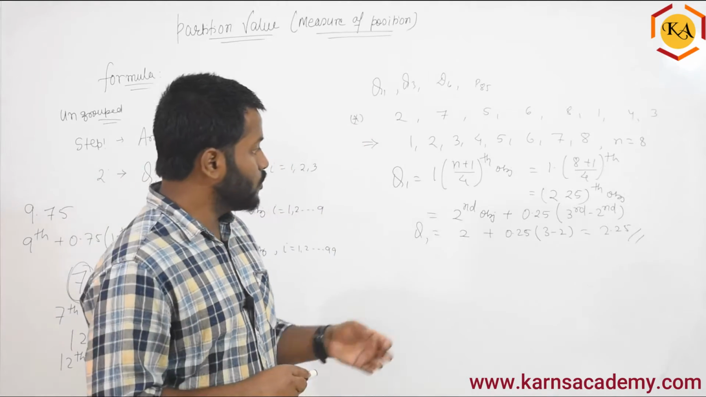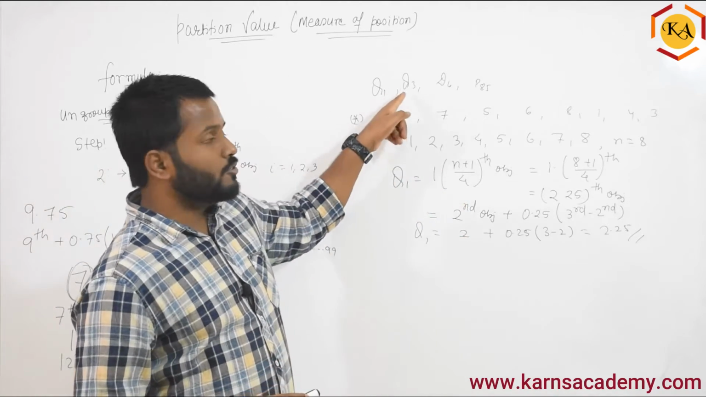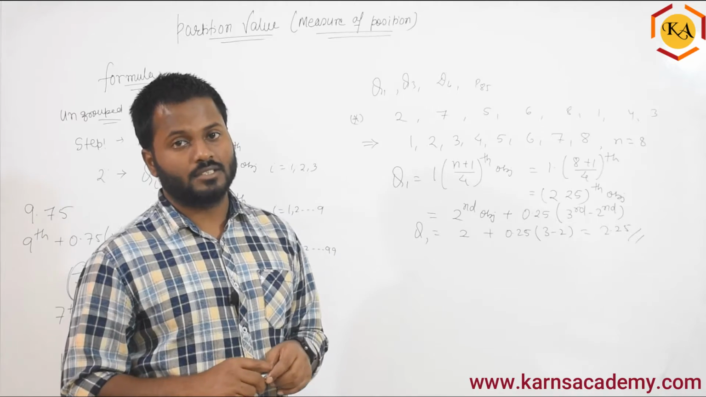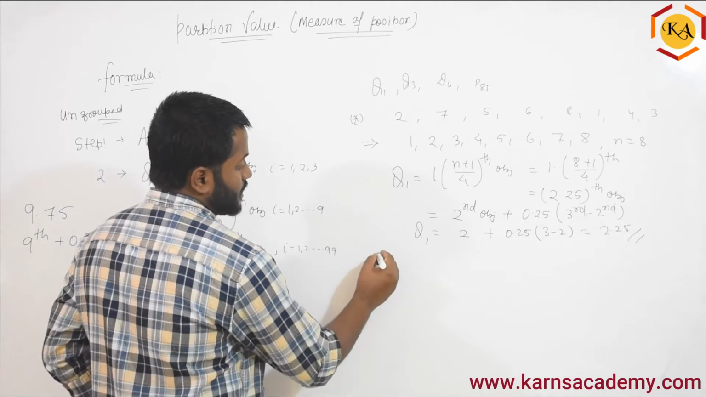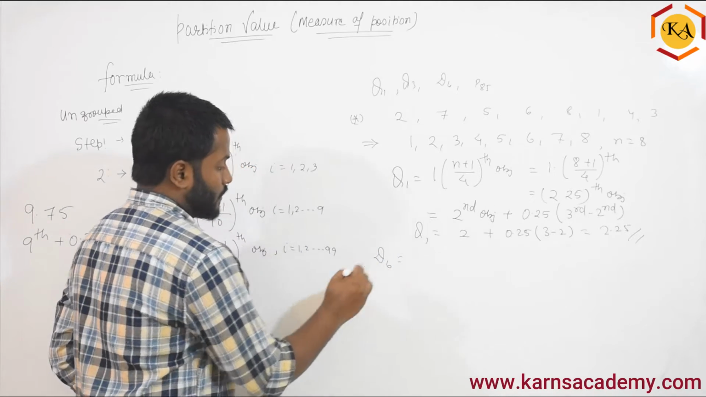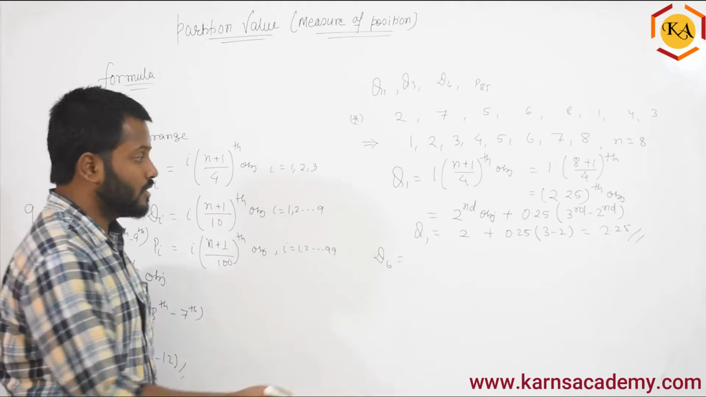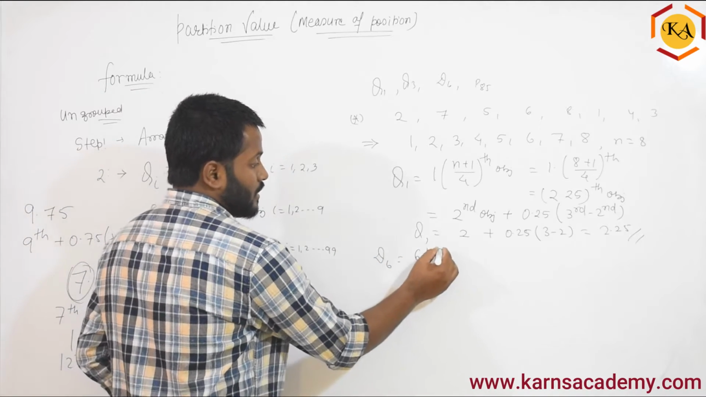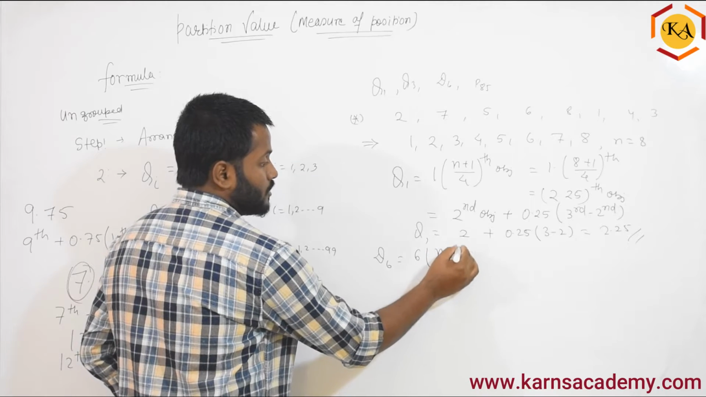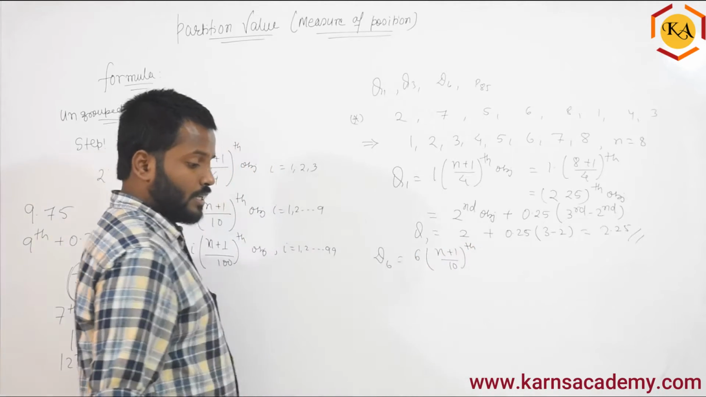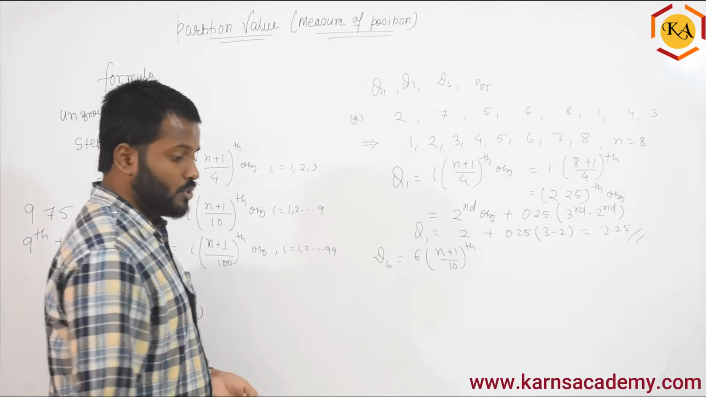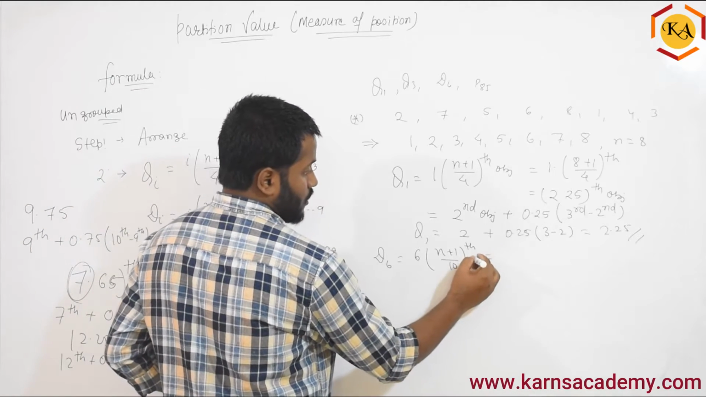Right? So I hope Q1 you have understood. I request all of you to find out the Q3 and let me know what is the answer. I will be doing D6. So D6, i into n plus 1 by 10. i is what? 6 over here. So can I write 6 into n plus 1 by 10th observation? Correct?